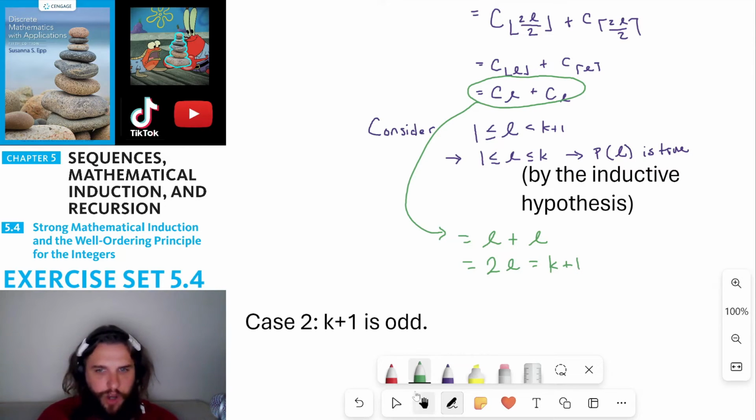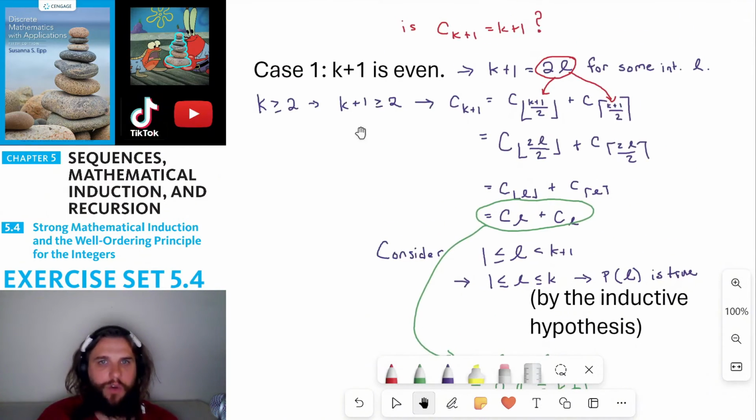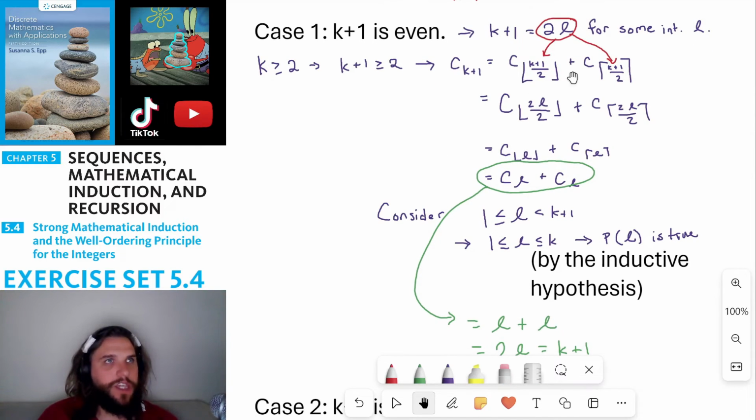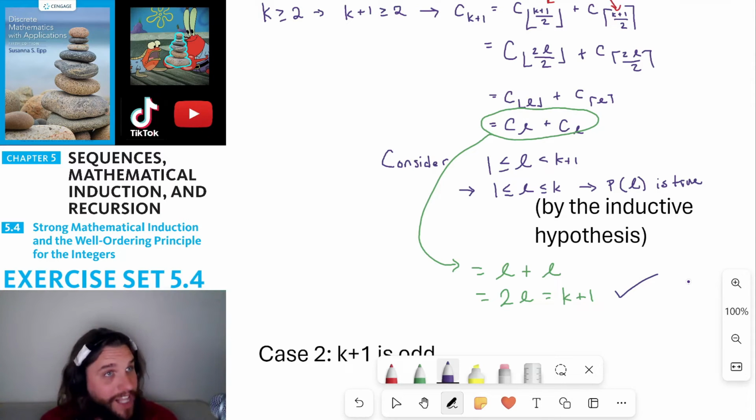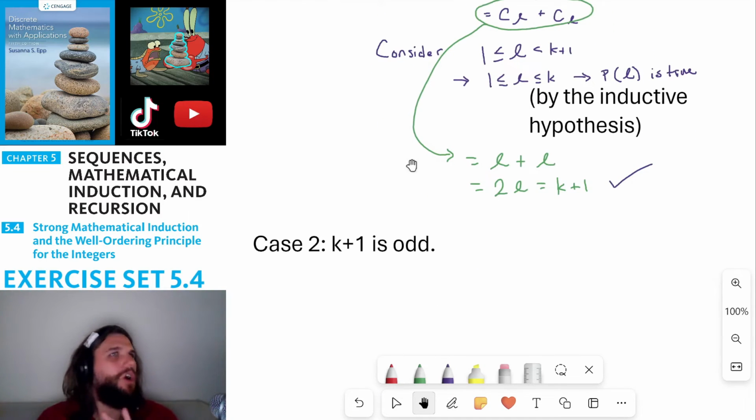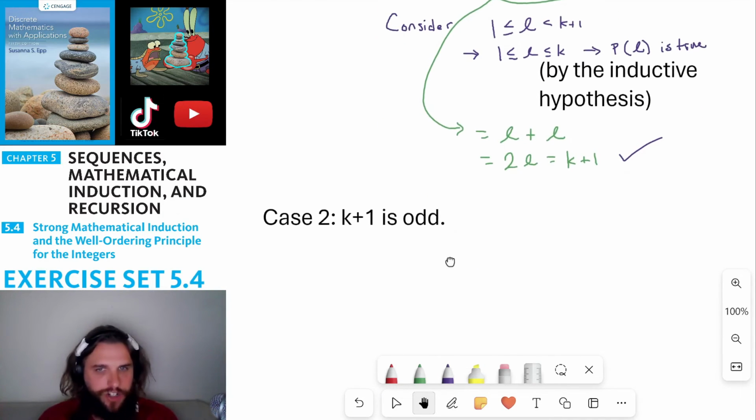So what have we shown? We've just shown that C sub K plus 1 here is equal to this, which is equal to that, which is equal to that, which is equal to that, which is equal to this, which is equal to 2L, which equals K plus 1. And so C sub K plus 1 equals K plus 1. That's what we wanted to show. That's for case 1. Now we have to get to case 2, which is going to be more or less the same proof, same structure.